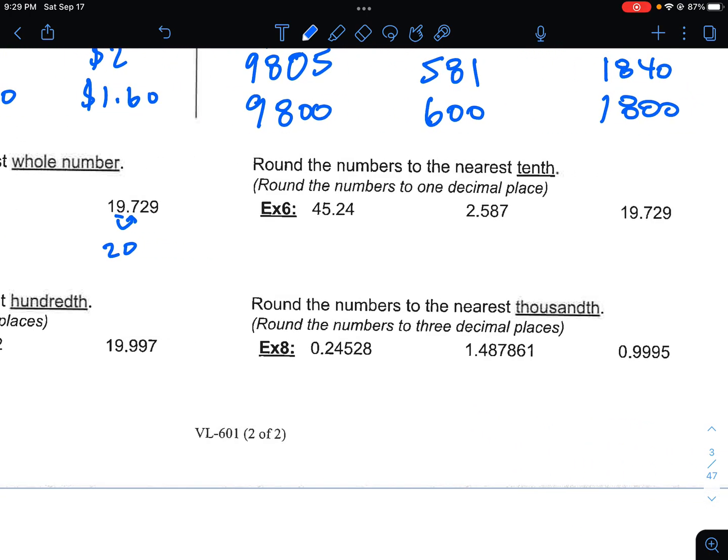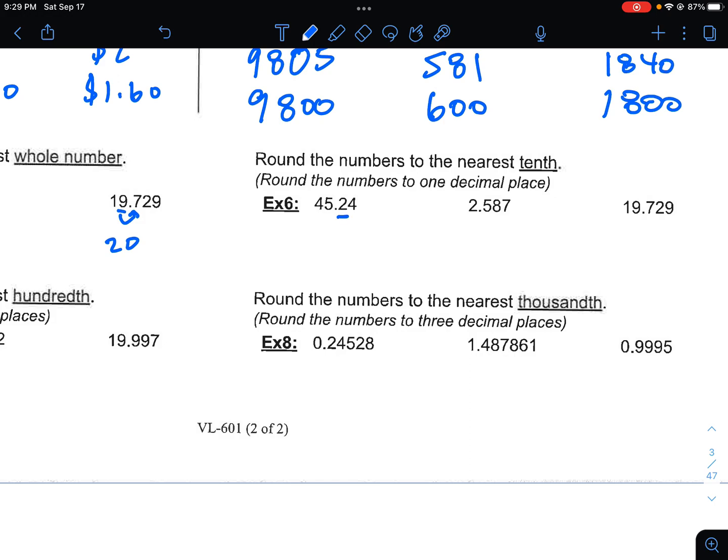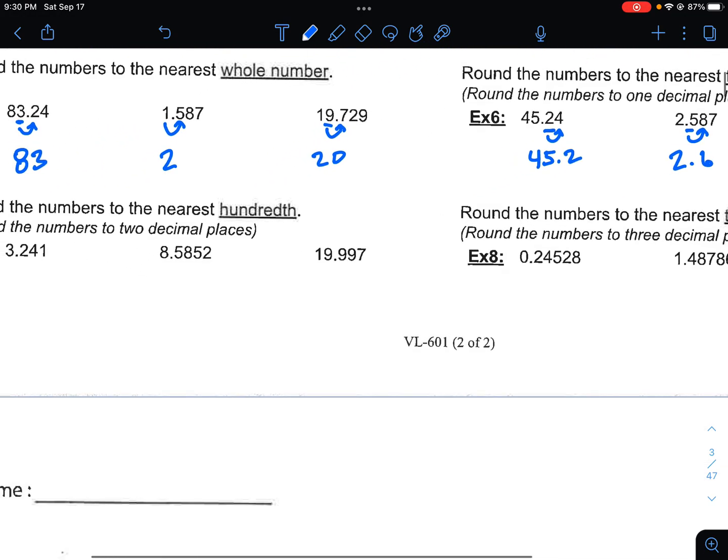Round these numbers to the nearest tenth. Tenth is the first decimal place. So we're going to look at the number directly to the right. This rounds down, so the 2 stays the same. So this number should be 45.2. Let's look at that. We are going to round up. So this goes from 2.5 to 2.6. Let's look at that one right there. 19 point, is that going to round up to 8 or down to 7? Rounds down to 7.